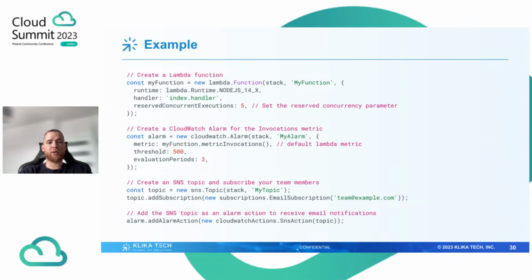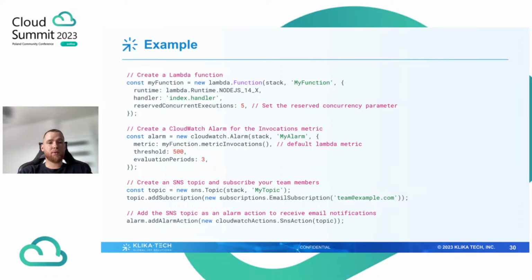So, first of all, we create a Lambda function using the AWS CDK and set the reserved concurrency parameter to 5. Then create a CloudWatch alarm for the invocations metric of the Lambda function with a threshold of 500 and evaluation period of 3. Then we see that an SNS topic is created and team members are subscribed to it using email. Finally, the SNS topic is added as an alarm action to receive email notifications when the alarm is triggered.